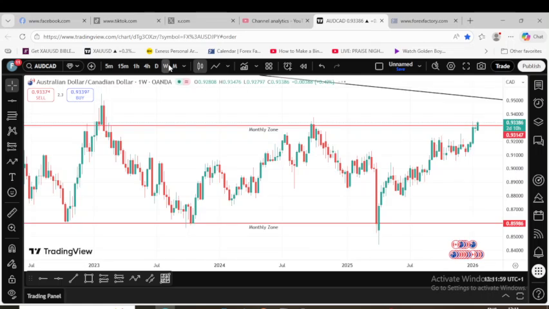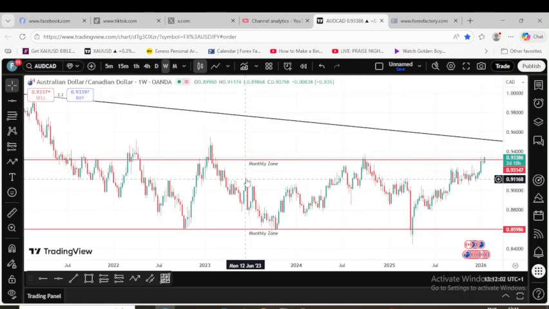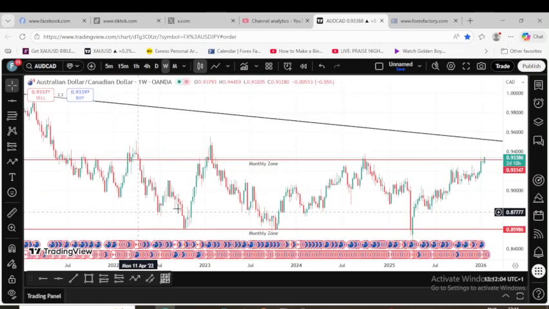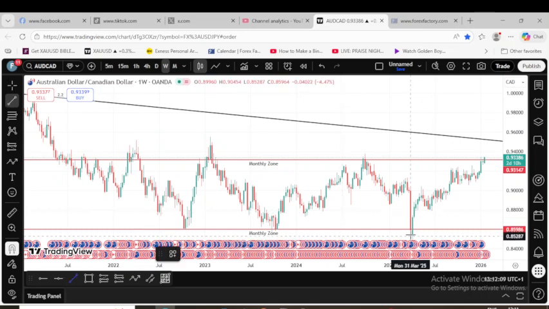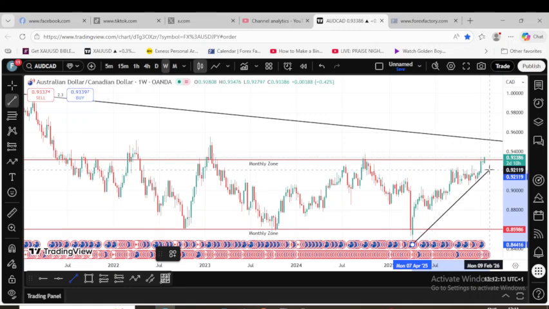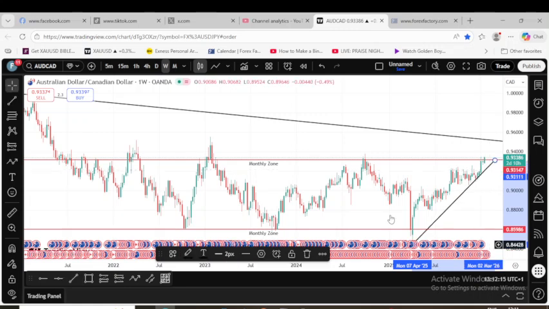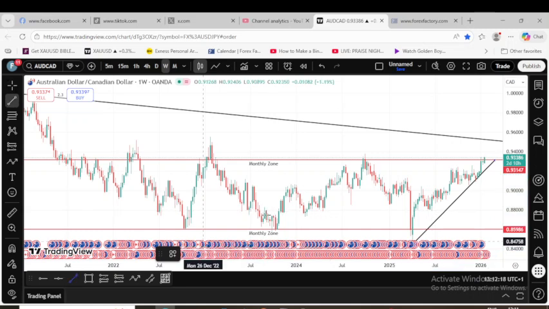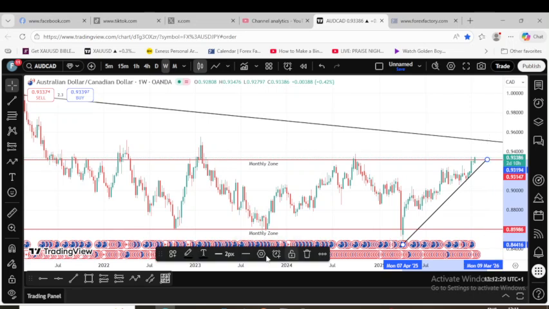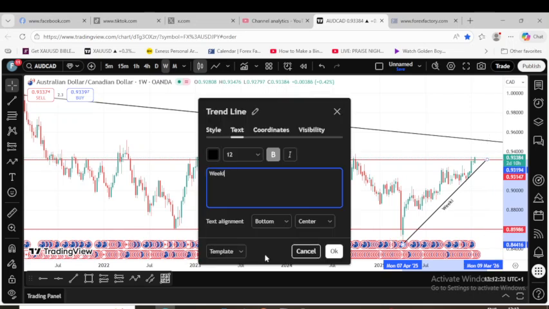Alright, let's go down to the 1 week time frame. I'll do the exact same thing. We'll identify our zones and any potential trend lines. And I can see a potential trend line here. Or maybe I should draw it from here. There's a trend line here. Let's call this our weekly trend line.